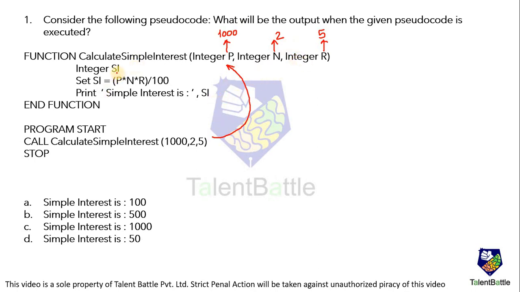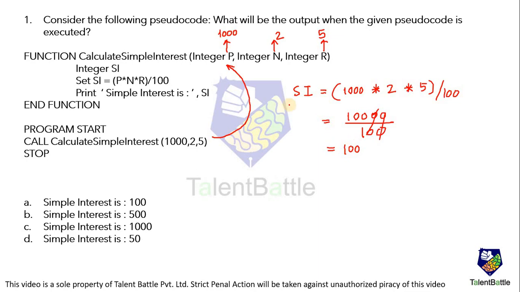Assignment. Then si variable is declared and that is calculated based on the formula. So si is equal to p value, that is 1000, multiplied by n value, that is 2, multiplied by r value, that is 5, divided by 100. Right? So if you take the multiplication of this, you will get 10,000 divided by 100. So the final answer will be 100. So the value of si will be 100 and this message will be printed. Simple interest is 100. So if you see the options provided, option A is the correct answer.